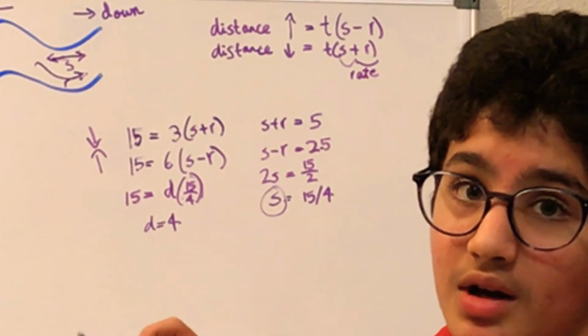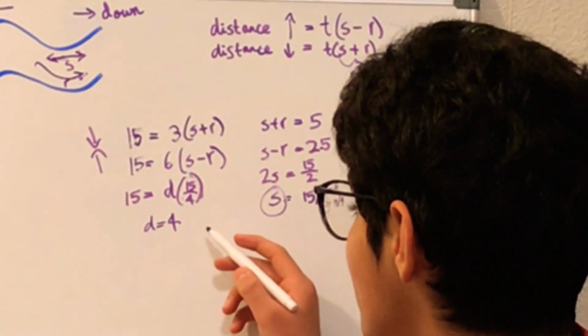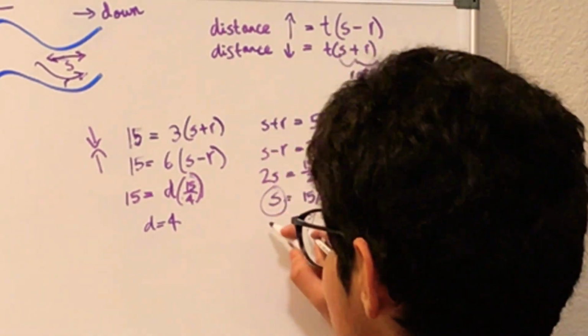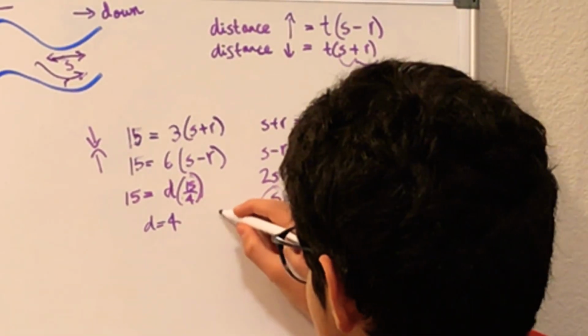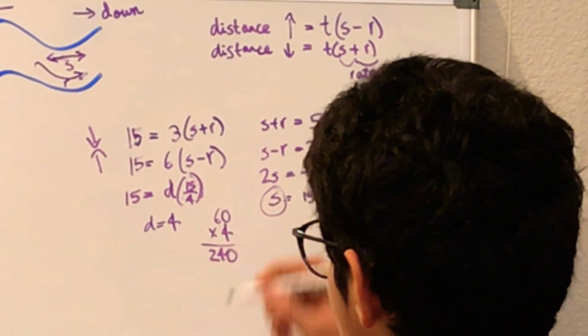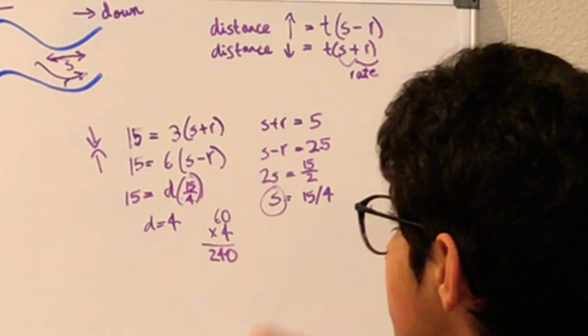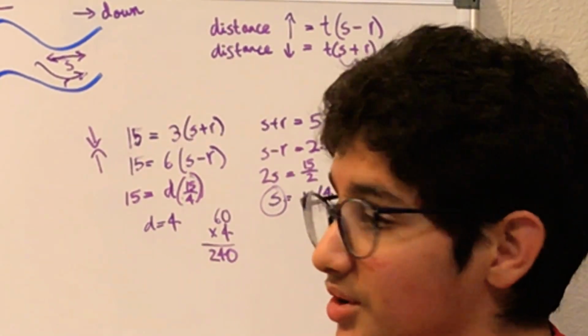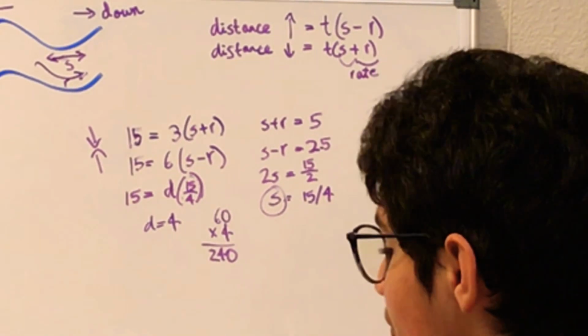But we're not asked to find it in hours. We're asked to find the time it will take him in still water in minutes. So there's 60 minutes in an hour. So that will be 60 times 4, which is 240. So it will take him 240 minutes to travel the same distance. They said same distance, otherwise it would be different. But the same distance, it will take him 240 minutes.